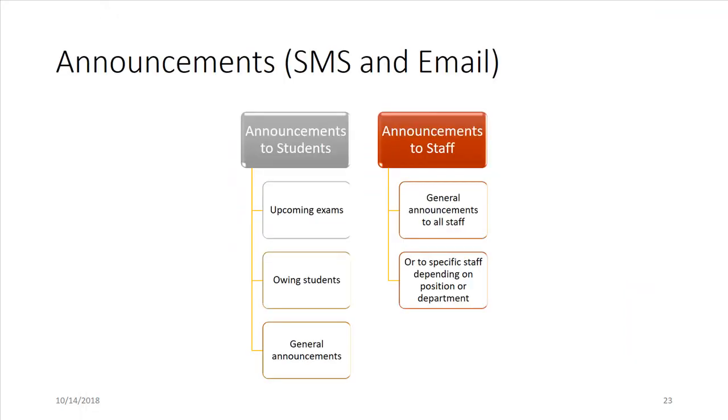And then lastly, you can actually work with announcements. So here you can send emails or SMSs to both students and staff. So for students, you can do things like sending announcements about upcoming exams, or those students that are owing. You can send them personalized emails that show them exactly how much they've paid and how much they're owing. And you can also send general announcements. For staff, you can send general announcements to all staff or to specific staff from a department, or even those holding a particular position. Like if you want to communicate to all secretaries or all deans, or maybe all accountants, you can do that.